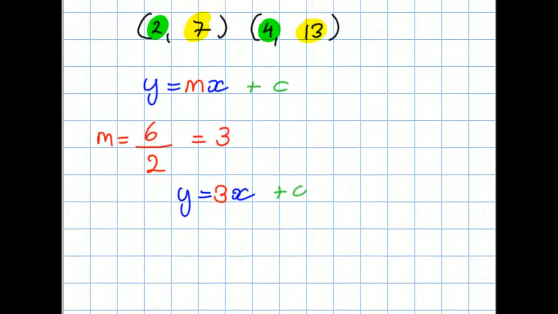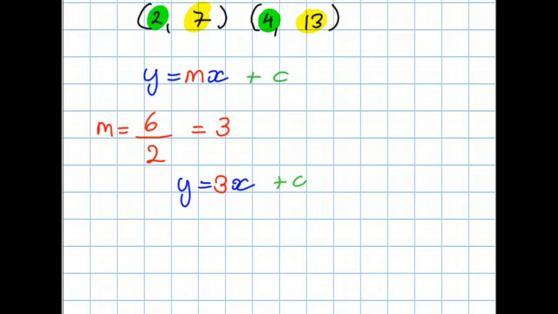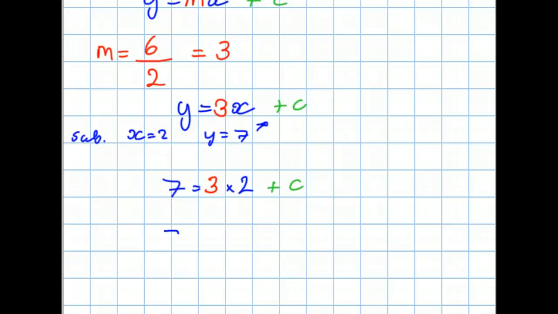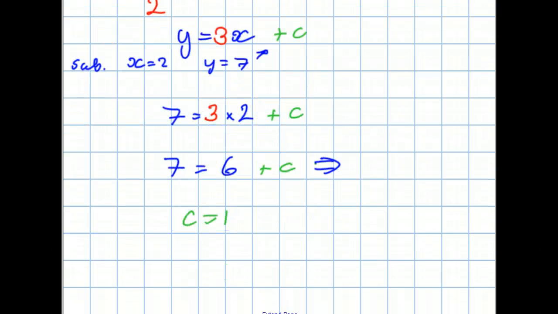How do I find the number? Well, I could plot the 2 points and extend the line and see where it crosses the y-axis, or I could do this. I could substitute x equal to 2, y equal to 7 into this equation here. Let's see what we get. We get that 7 is equal to 3 times the x coordinate, which is 2, plus that unknown number I'm trying to find. Little bit of algebra. We get 7 is equal to 6 plus c, and that implies that c equals 1, and hence I now have my full equation of the straight line graph. It's y equals 3x plus 1.